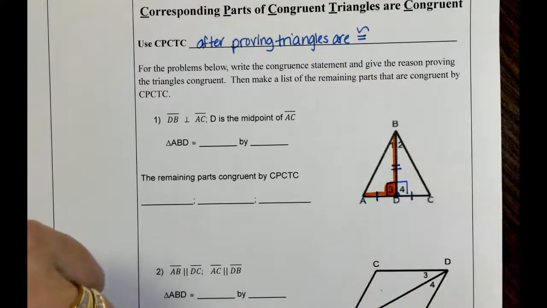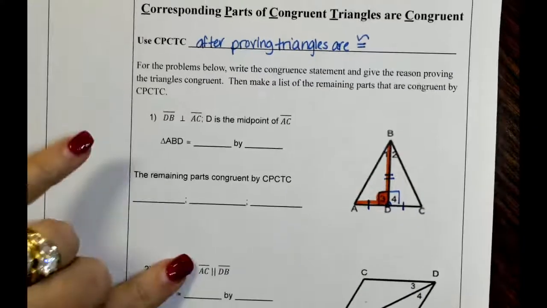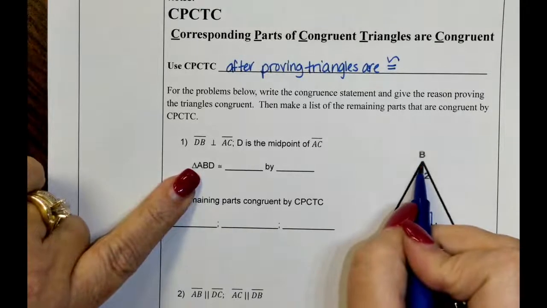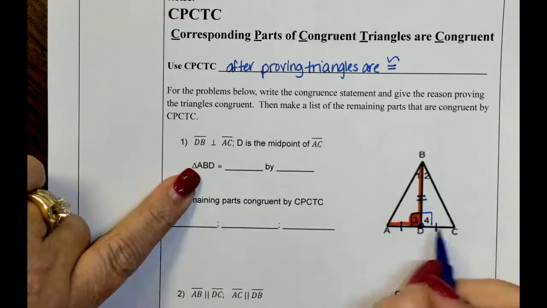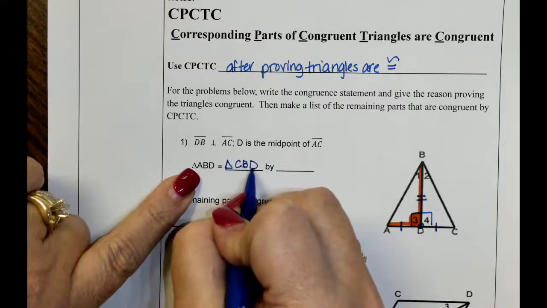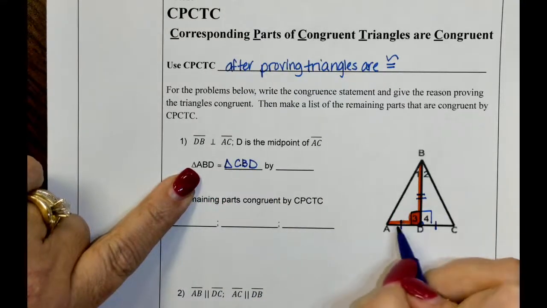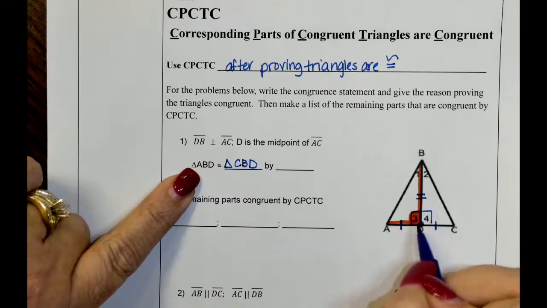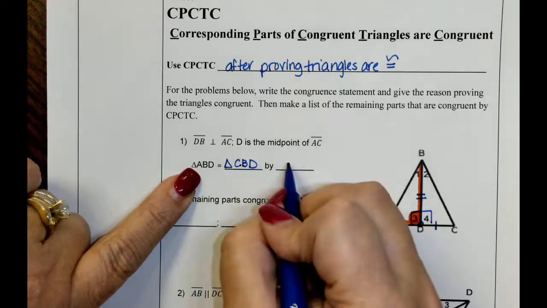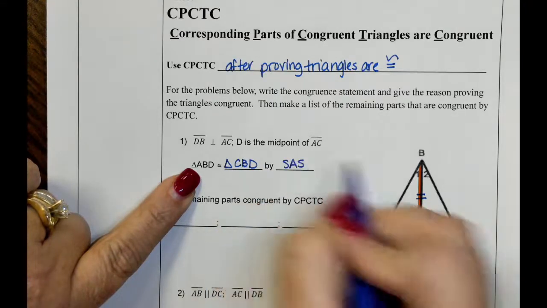So I know that these 2 triangles are congruent. Which 2? I know that triangle ABD is congruent to triangle CBD by side, angle, side. It's not HL, right? I don't have the hypotenuse labeled. So it's side, angle, side by the side, angle, side theorem.